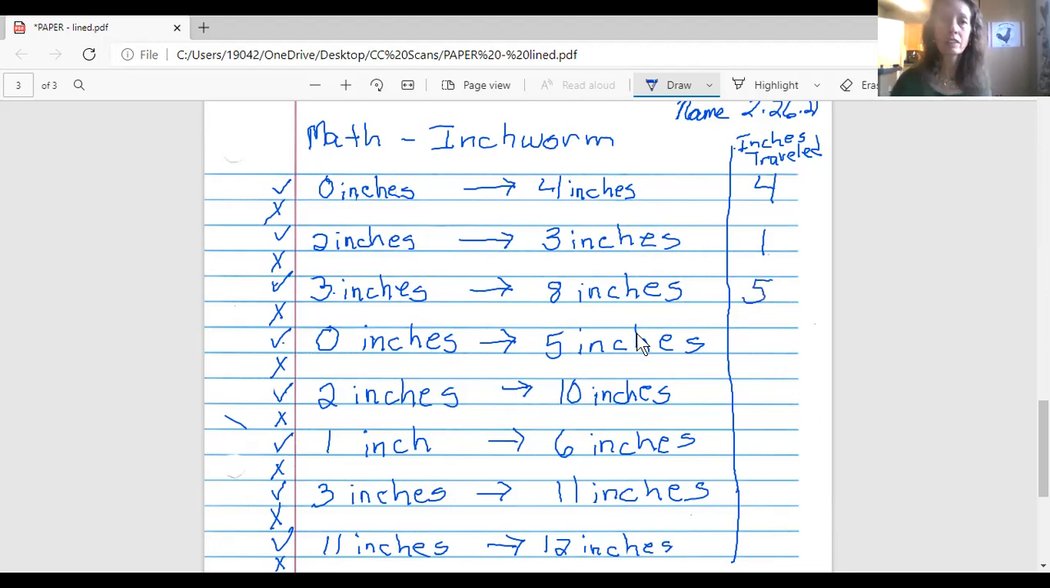Very good. And the next one, we started 0 inches and we traveled to 5 inches. Ready? Do you already know what that is? I bet you do. Great. 0, 1, 2, 3, 4, 5. How many inches have we traveled? 5. 5 inches.